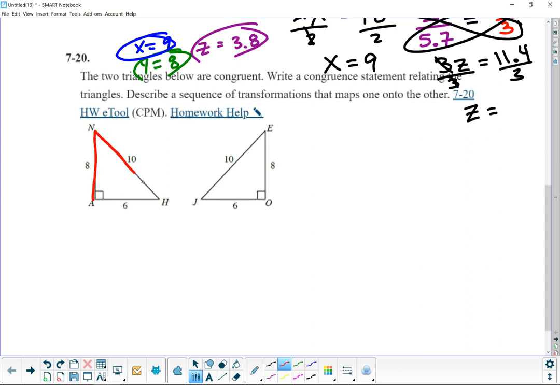So if I'm doing this, okay, I'm going to go ahead and label this HAN.